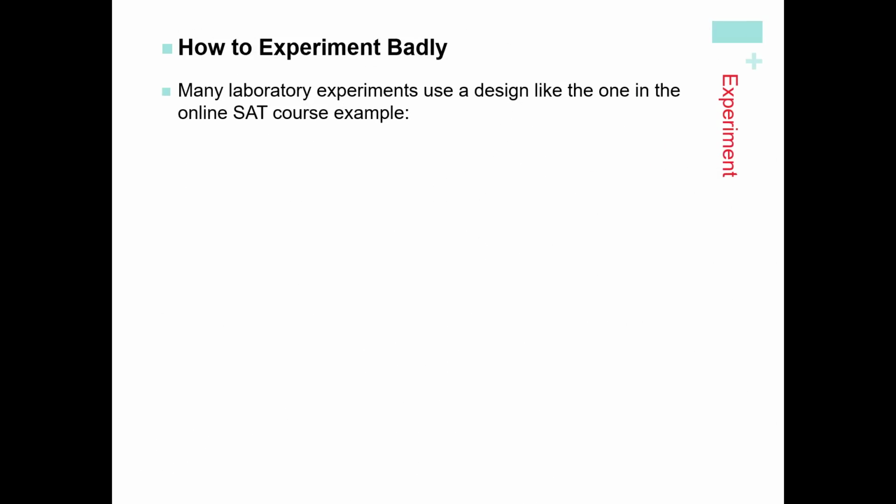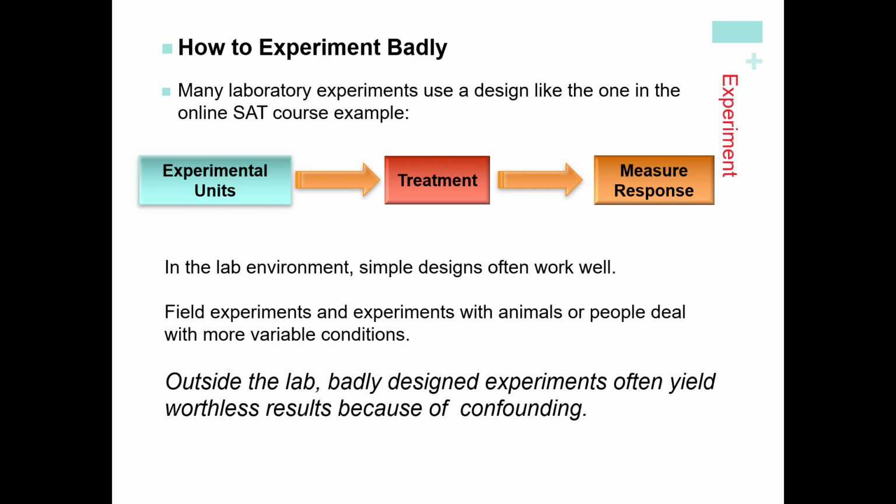Okay. A lot of lab experiments use a design like the one in the online SAT course example. You take your experimental units, you give them a treatment, you measure the response. Usually you break them into 2 or more groups because of that. In the lab environment, simple designs often work really well, right? When you're working with rats, this tends to work well, or cells. Field experiments and experiments with animals or people, however, deal with more variable conditions. People don't always behave in the way you expect them to, and that can cause some errors. So the lesson here, outside the lab, badly designed experiments often yield worthless results because of these confounds. Okay, so you've got to be very careful with your experimental design.